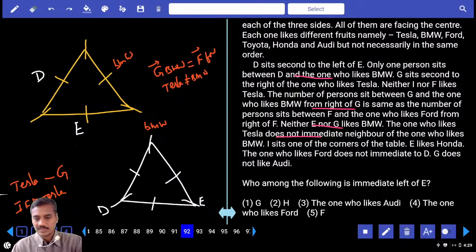And next one, I sits at one of the corners of the table. As I is at one of the corners of the table, here I is here. Now here there are 3 different possibilities in this diagram. Now in the second diagram we have only one possibility. Then let us start with this one.